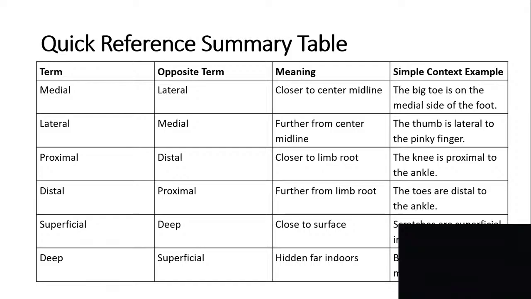Then in the quick reference summary table, we have medial, whose opposite term is lateral, and this is closer to the center line. Lateral, whose opposite term is medial, is further from the center or midline. Then proximal, whose opposite term is distal, means closer to the limb root. And then superficial, whose opposite is deep, means closer to the surface. Then deep, whose opposite term is superficial, means hidden, far inward. I give an example of bone tissue, which is deeper than the muscle tissue.